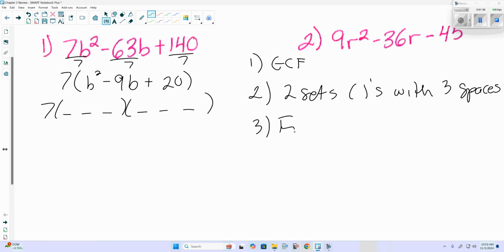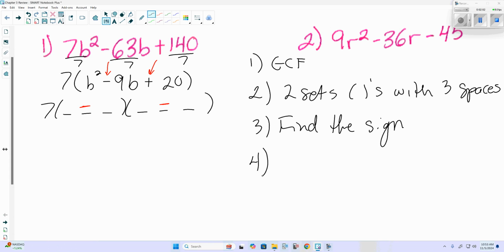Third step is to find the sign. If the third term is positive, the signs are the same and match the sign of the middle term. If the third term is negative, the signs are opposite. So here the third term is positive, so the signs are the same and match the sign of the middle term. So we'd have negative and negative.